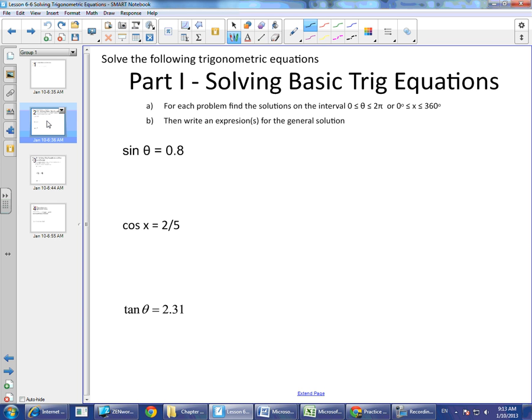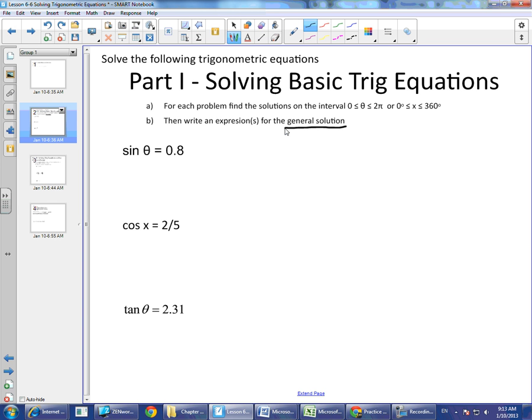So what we're going to do for these problems is first find those two solutions on one cycle of sine or one cycle of cosine. And then we're going to talk about how you get more solutions and how we write a general solution that would express all of those infinitely many that we mentioned.